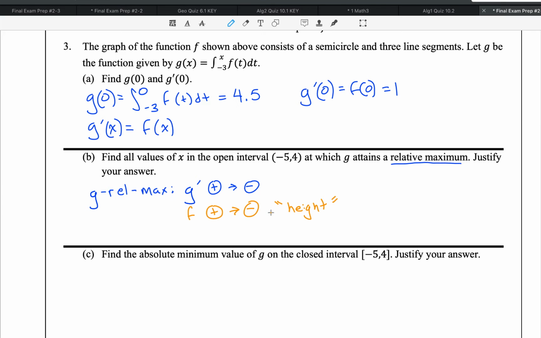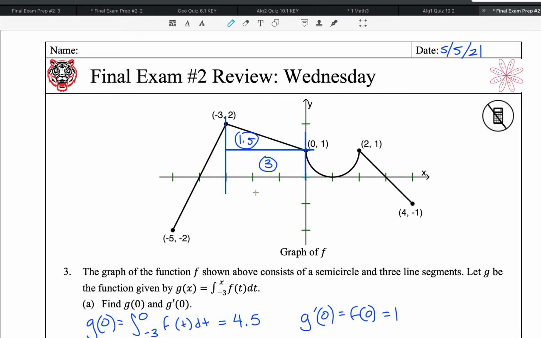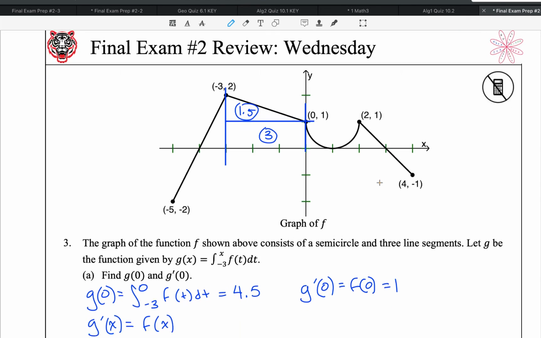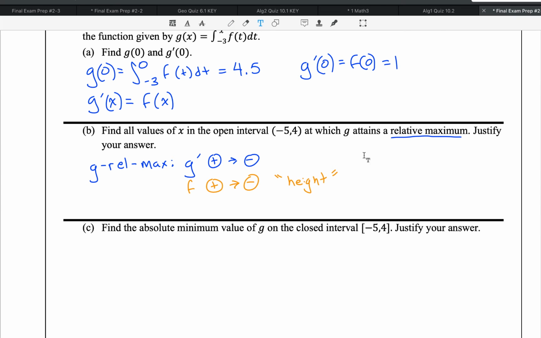On a graph of f, what is f? Height. So I'm looking for all heights where I go from a positive to a negative. This height goes from a negative to a positive, so wrong direction. This height goes from a positive to a positive. And finally, just at this x-coordinate 3, we have a height that goes from a positive to a negative, so only at x equals 3. So our final answer here will be x equals 3. Why? Because of all of this stuff. Because g prime was positive into g prime being negative.